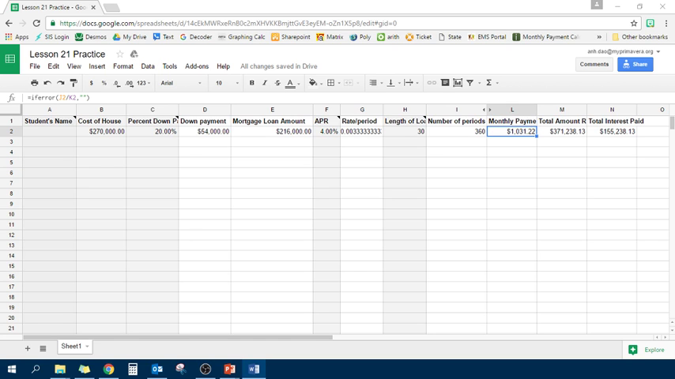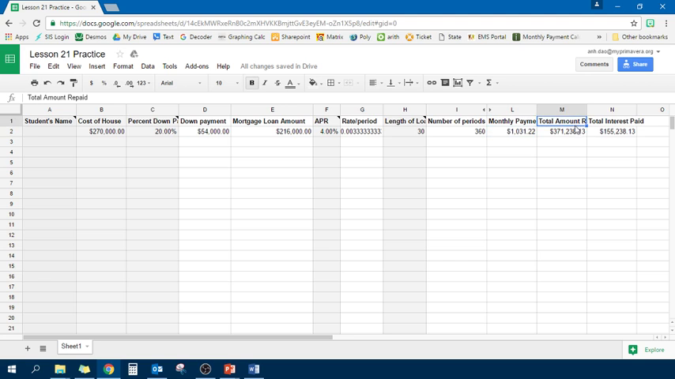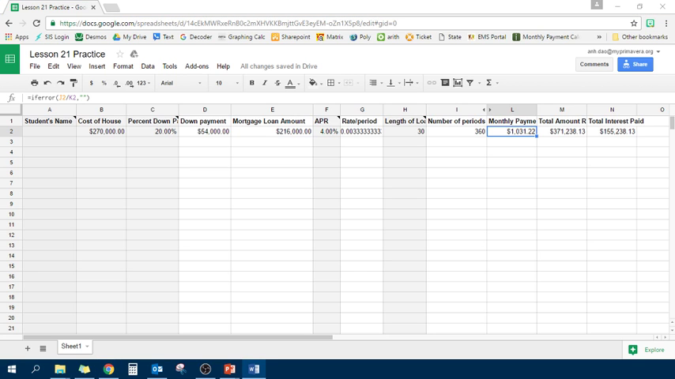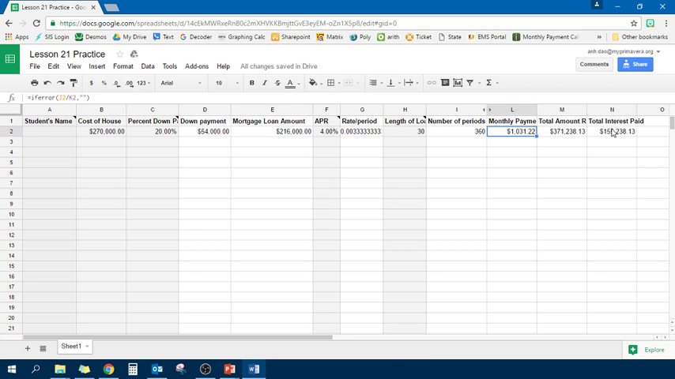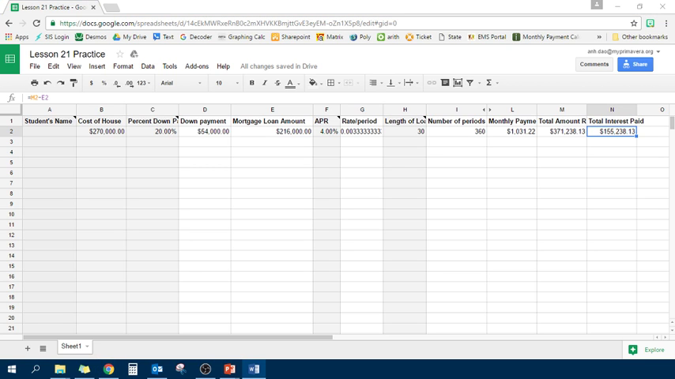Alright, so next thing is finding the total amount repaid. Remember how to calculate that. We're just multiplying the monthly payment by how many payments we're making. And then the total interest paid is found by subtracting the loan amount from the total amount, which basically means we're paying an extra $155,238 for the house. So keep in mind that you do not have to pay the minimum per month.